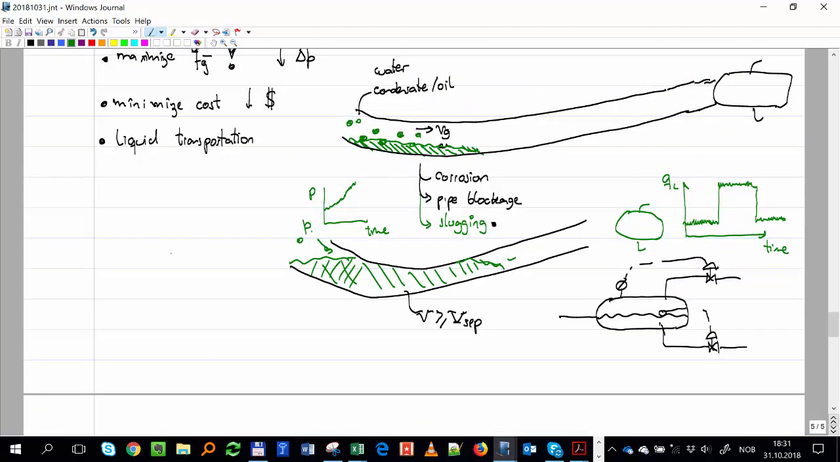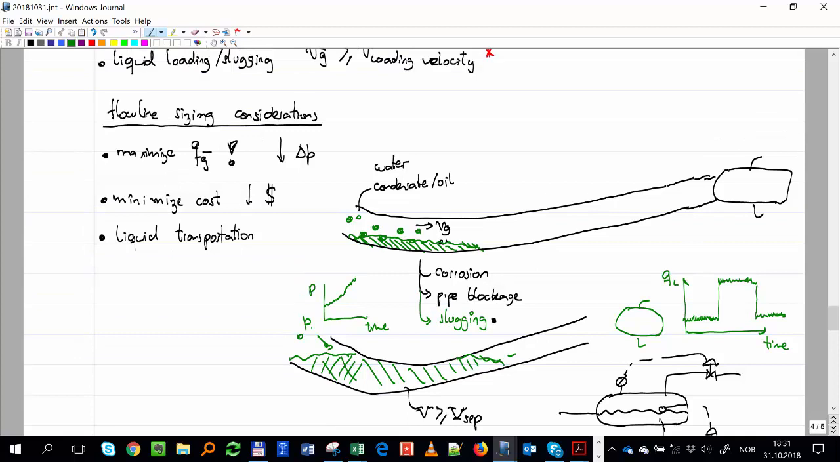There is one more thing. Many things we have to take into account, but there is one more thing, which is hydrate formation, especially for gas. Do you know what hydrate is?